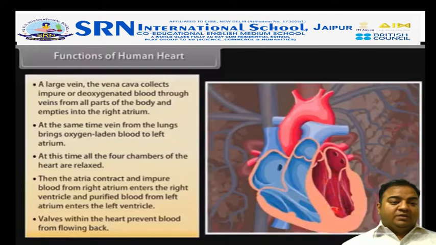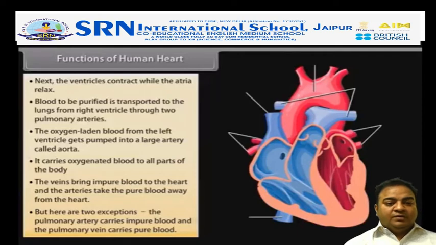The functions of the human heart. A large vein, that is vena cava, collects impure or deoxygenated blood through the veins from all parts of the body and empties into the right auricle. Auricle and atrium are one and the same thing. At the same time, veins from the lungs bring oxygen-laden blood to the left auricle. At this time, the four chambers of the heart are relaxed. Then the auricles contract and impure blood from the right auricle enters the right ventricle, and purified blood from the left auricle enters the left ventricle. The valves within the heart prevent the backflow of blood.